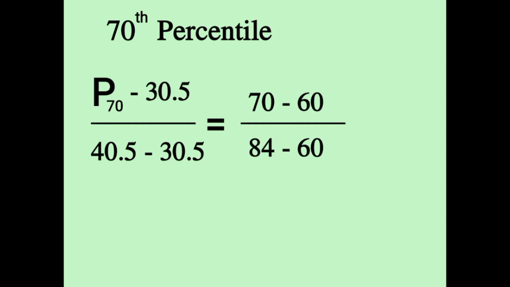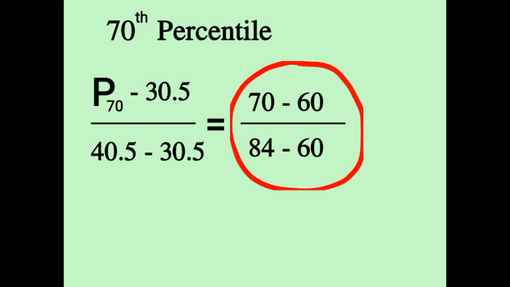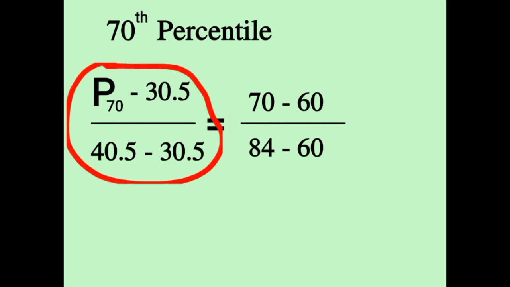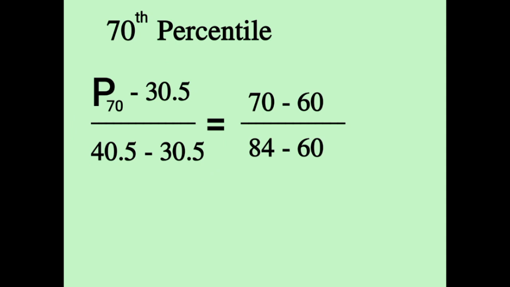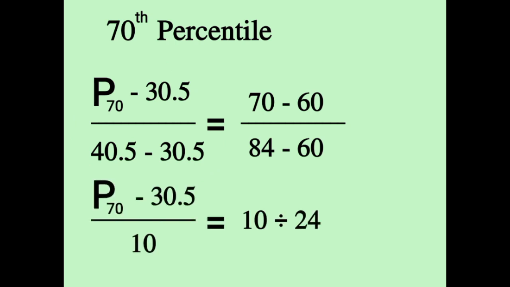P70 minus 30.5 over 40.5 minus 30.5 equals 70 minus 60 over 84 minus 60. If we were to describe this equation, here the 70th value lies 70 minus 60 over 84 minus 60 of the way into the class. So, the 70th percentile lies P70 minus 30.5 over 40.5 minus 30.5 of the way between the class boundaries. Now, to solve this, P70 minus 30.5 over 10 equals 10 divided by 24, so P70 equals 34.7.